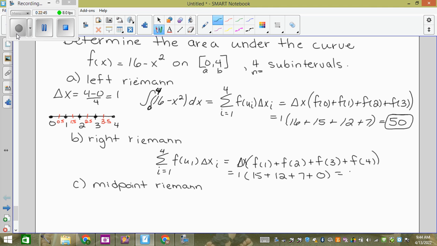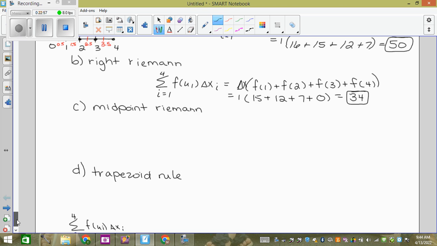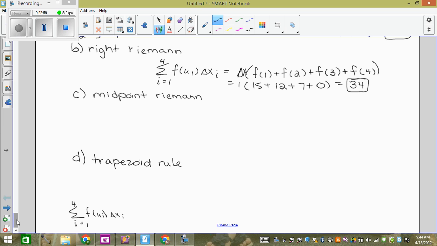30. What? It's 27 plus 7. 34. You guys should all have this worked out. Yeah, 30. Well, they want to see the calculations for F of 1 and F of 2. Yeah.